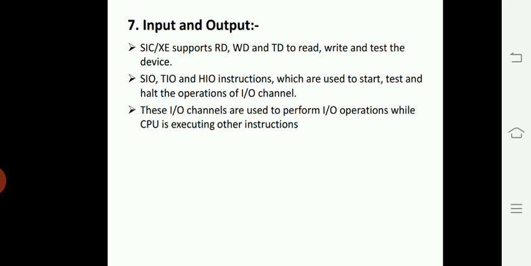If the result of the TD instruction is less than, then the device is ready to perform the IO operation; otherwise the device is busy. Once the device is ready, it can execute either the read instruction or the write instruction, that is read from the device or write to the device.